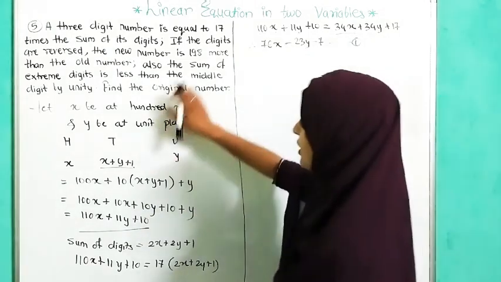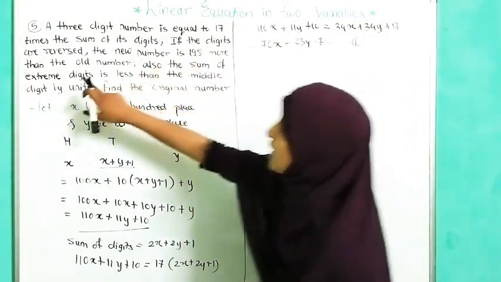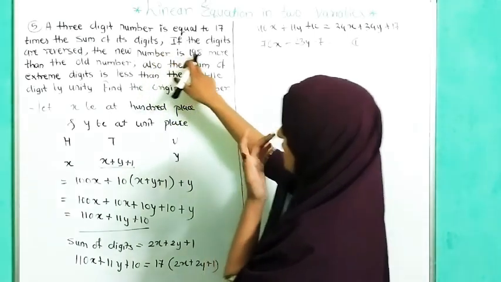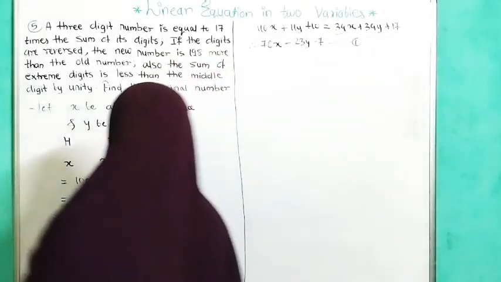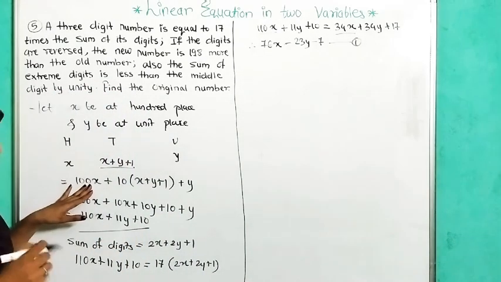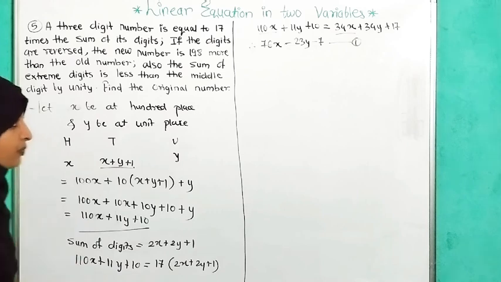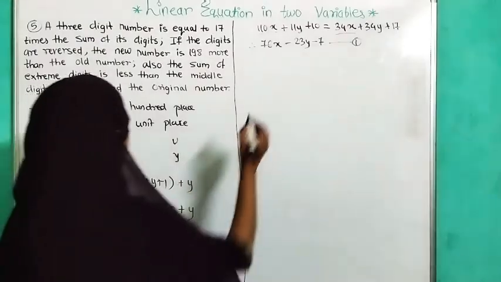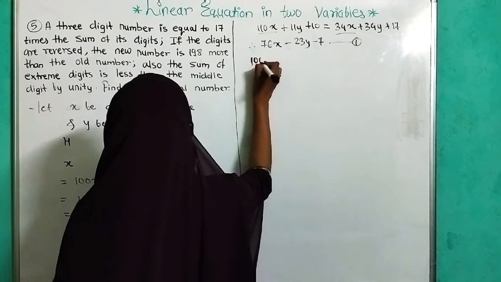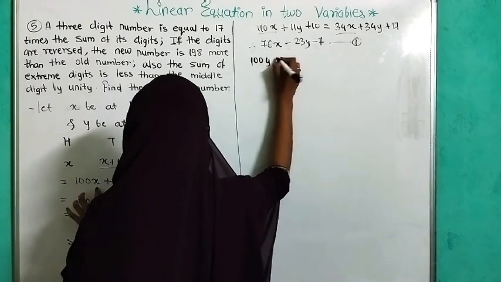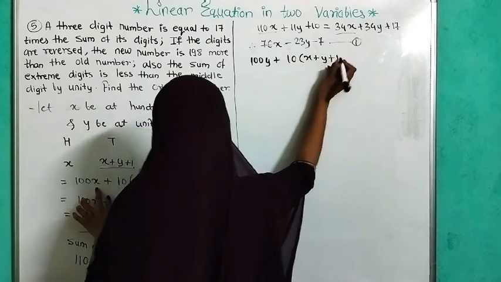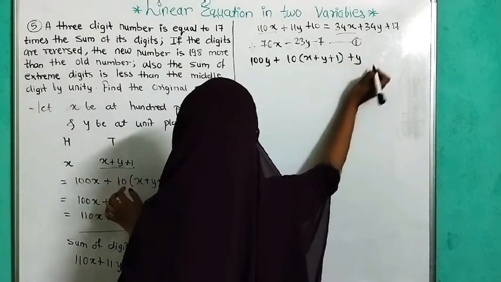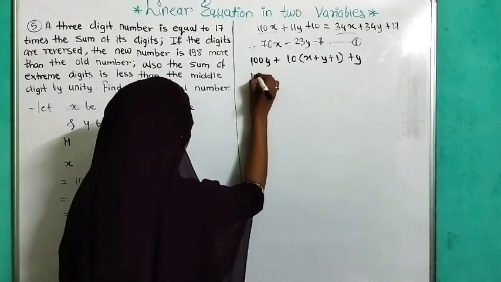Now according to the second condition, if the digits are reversed and the new number is 190, that means if we reverse the digits, we get the next condition. We are going to reverse it, so 100y plus 10x plus y plus 1 plus y. Then we are going to solve it.